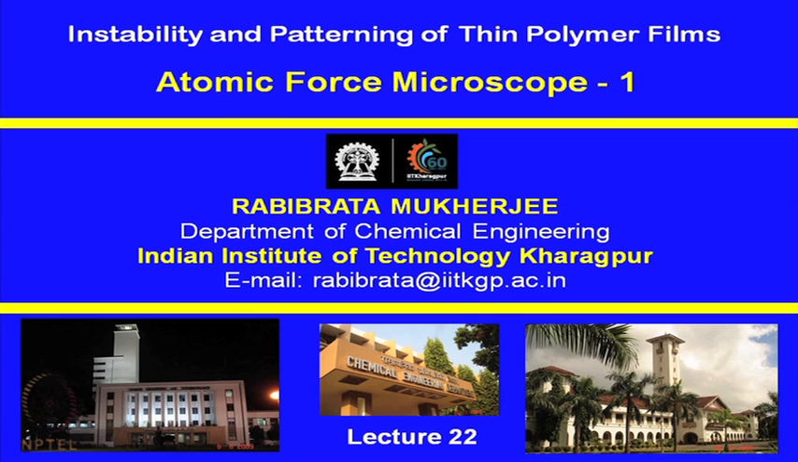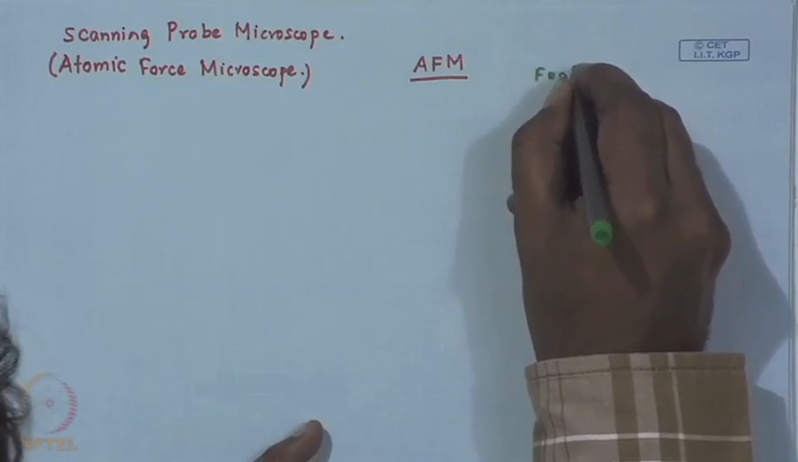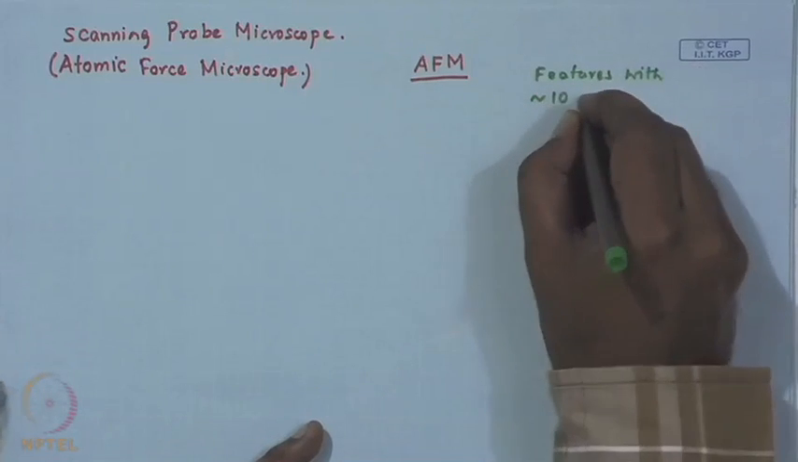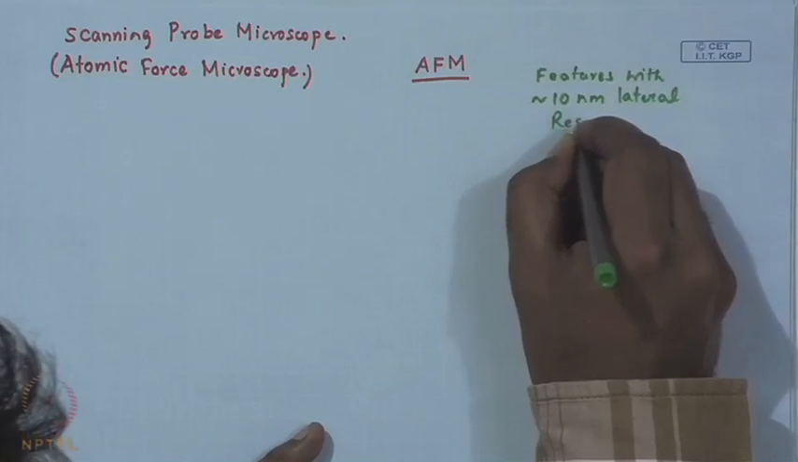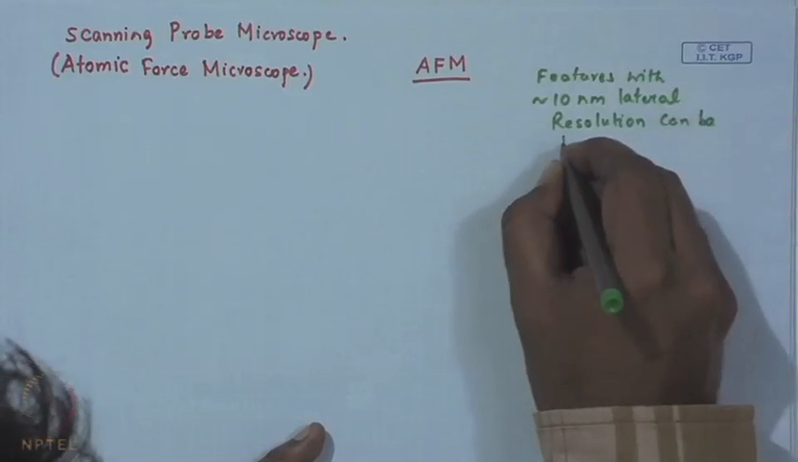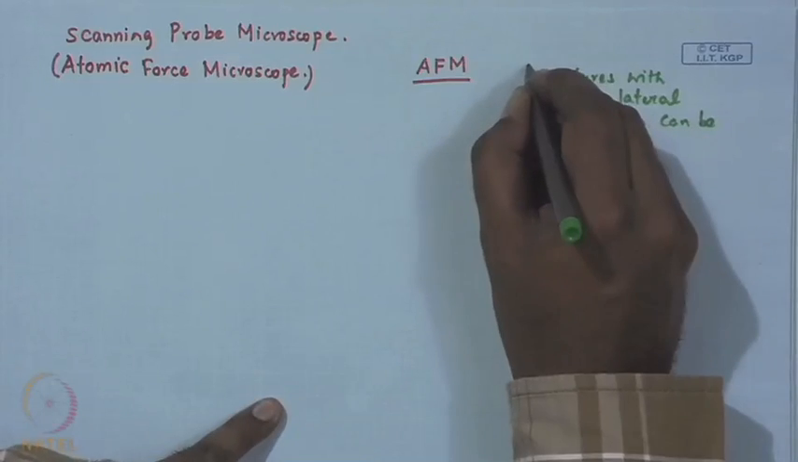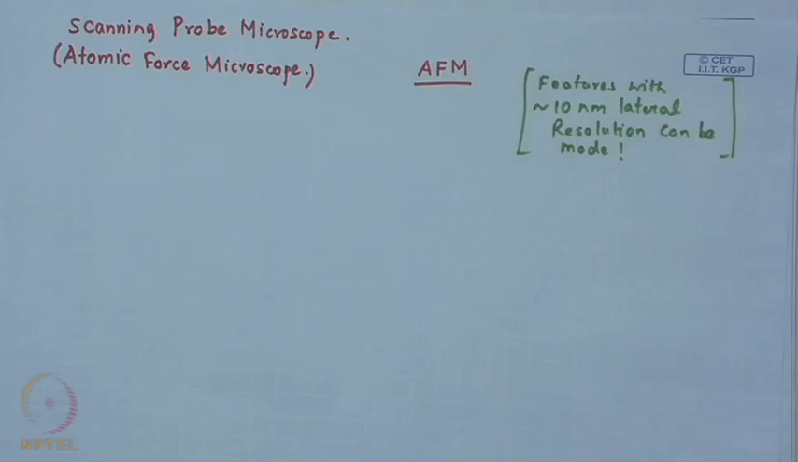But if you remember the last couple of slides about soft lithography, we talked about how features with 10 nanometer lateral resolution can be made by soft lithography. So, the critical question to ask is, how does one see these structures? I mean, you might have made something, but how really does one see this?